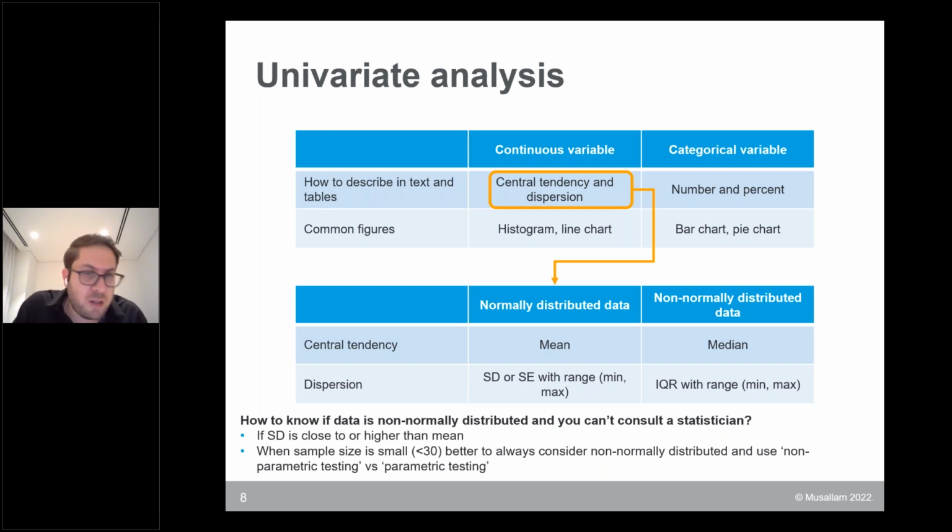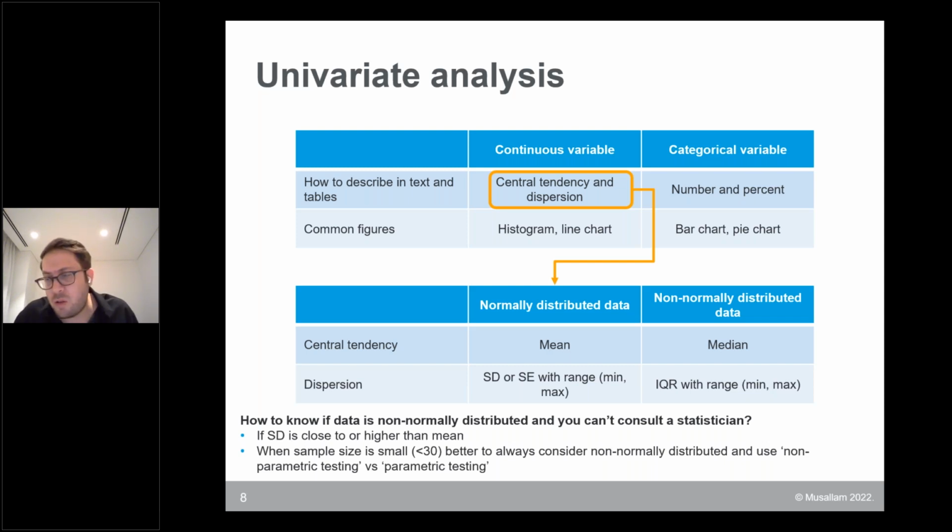If your data is normally distributed, you need to describe it with a mean. And then next to the mean, you look into the standard deviation. So the mean is your central tendency, and the dispersion is the standard deviation. Sometimes you would look into standard error. I will go into those more when we talk about confidence intervals later. And you put the range of your data.